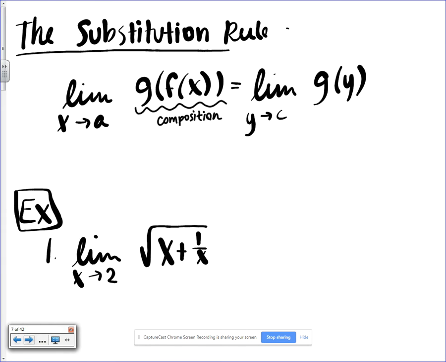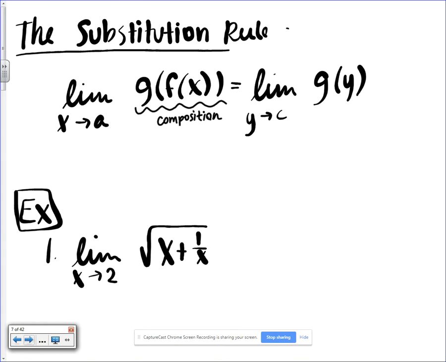So here is the substitution rule. And this is like the mathy notation here. I have the limit as x approaches a of g of f of x. Do you guys see how that's a composition? Do you all see how f of x has been inserted into g of x? So when I ask you what's the little function, what are you going to tell me? Is f the little function or is g the little function? F is a little function that's inside of the larger function, which is g.